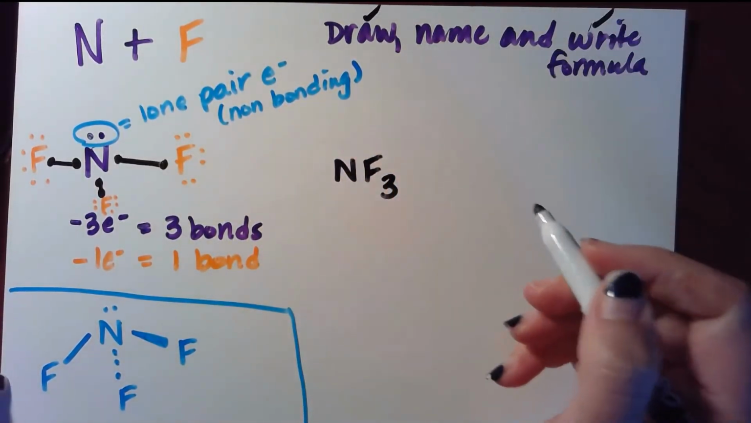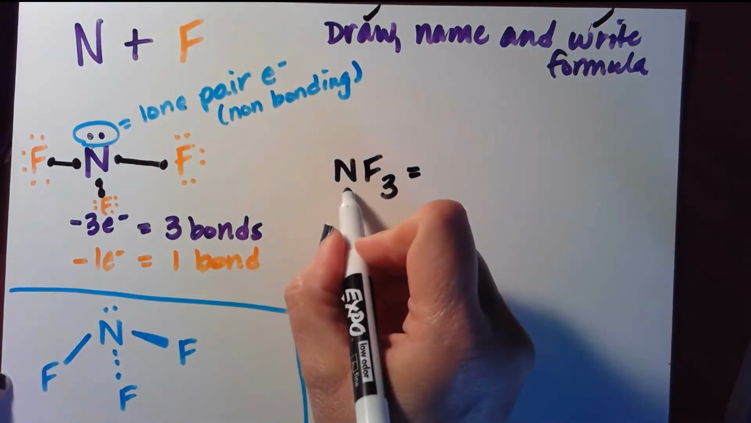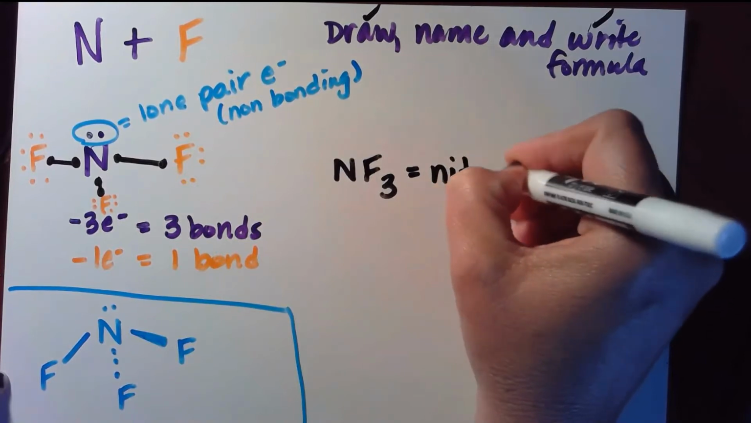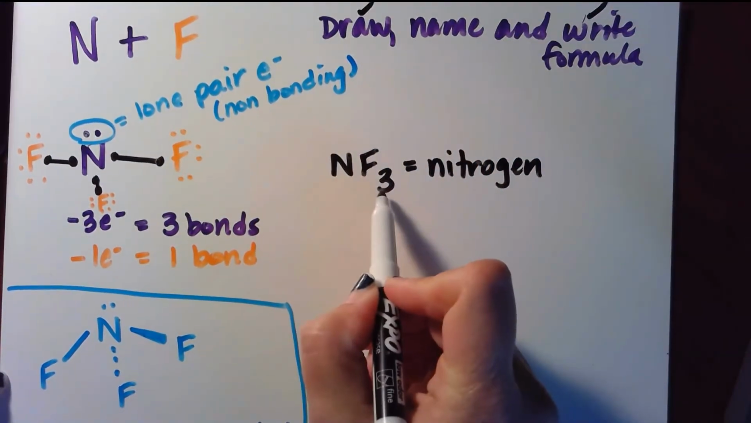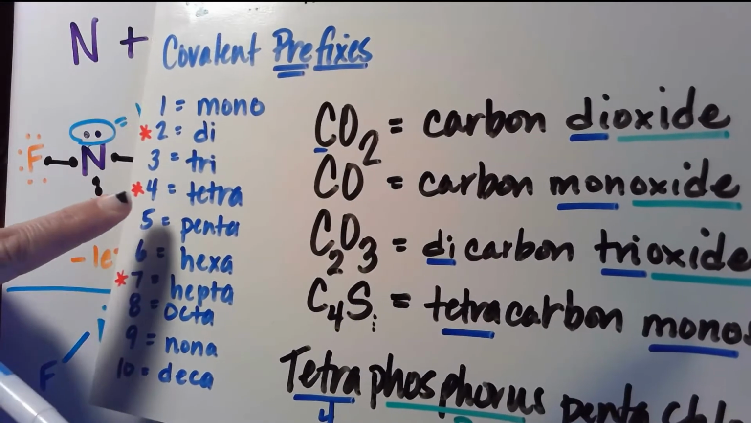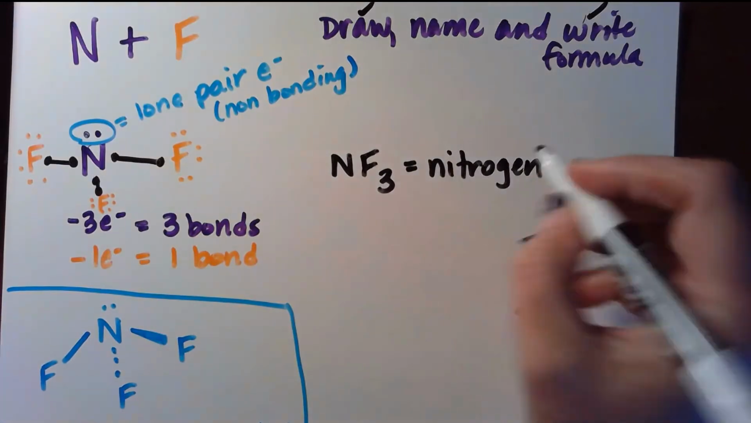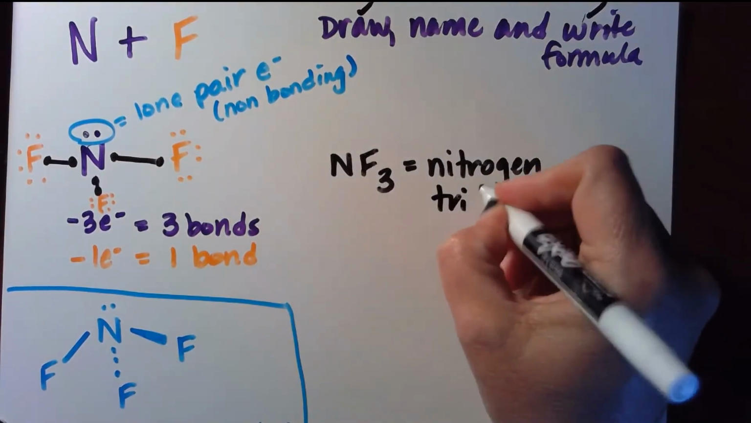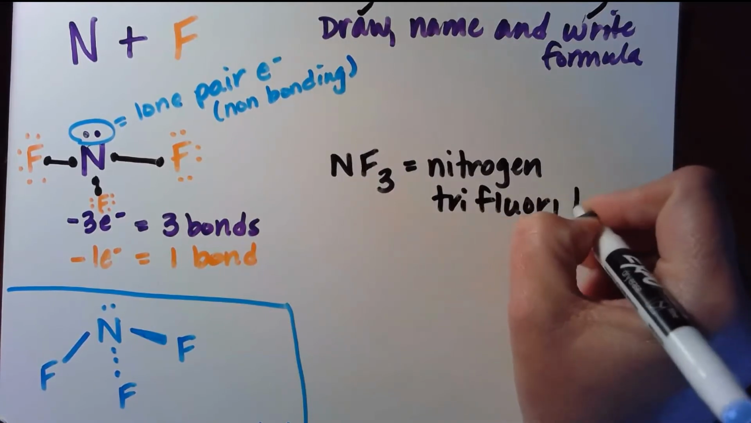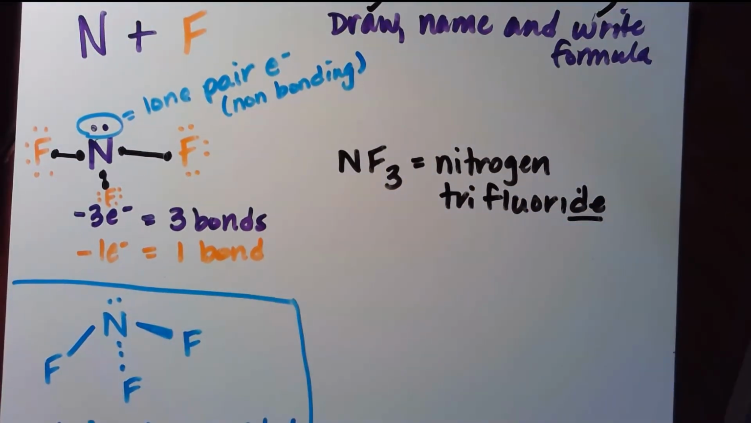NF3. And now let's name it. NF3. So we have one N in the first position, which means we just call it nitrogen. And then we have 3 fluorines, and we know that 3 is tri. So we would say tri, and then fluorine, just like before, in ionics and covalents, we change the ending to "ide." So this is nitrogen trifluoride. Done.